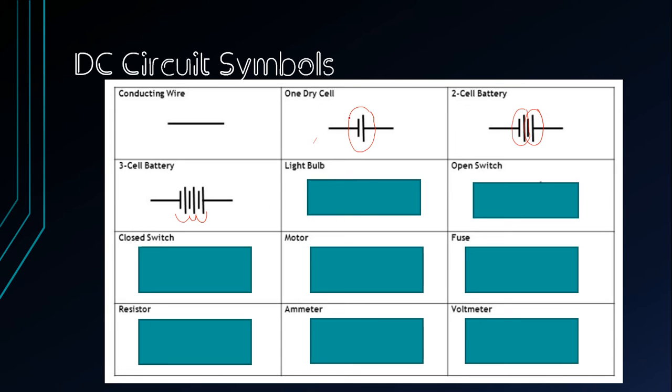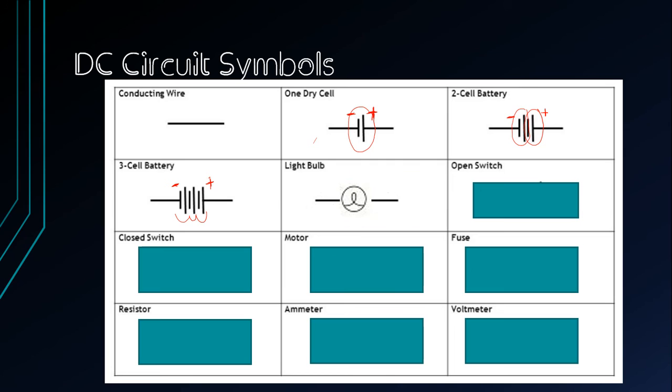The small side is where the negative terminal is, and the tall side is the positive terminal. So when we draw cells, we're always going to add the positive and negative side. With the 2-cell, the smaller side is here, so that's negative, and this would be positive. Again, this would be our negative end, and this would be our positive end.